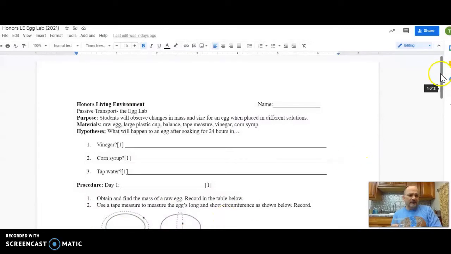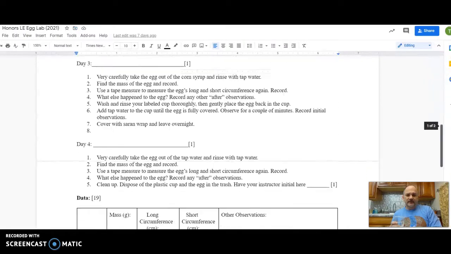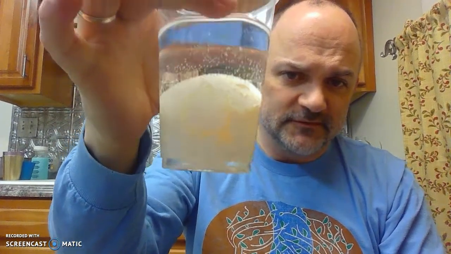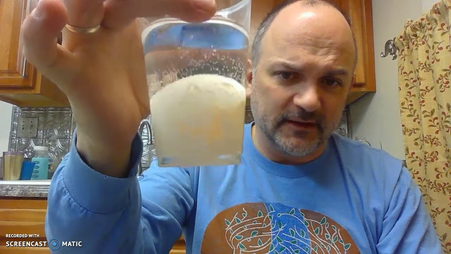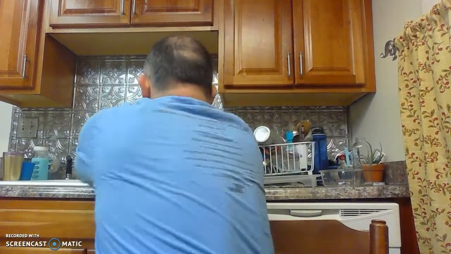Before we do that, remember to write down your observations of the egg at first and after soaked in distilled water. So what does it look like? Well, let's see. It is at the bottom, so it's sunk. It looks all kind of crusty and flaky. And it looks bigger than it did yesterday. So let's rinse it off and let's measure it.